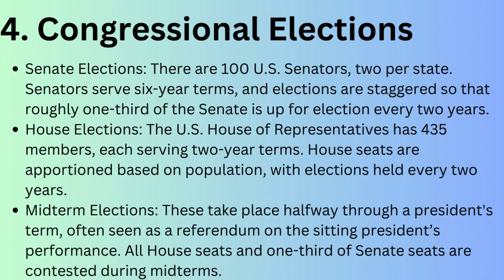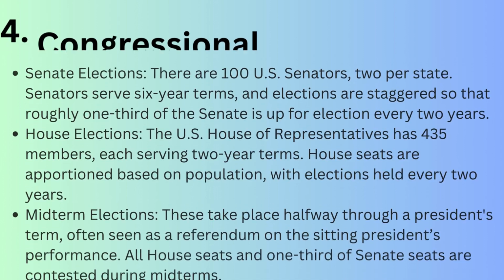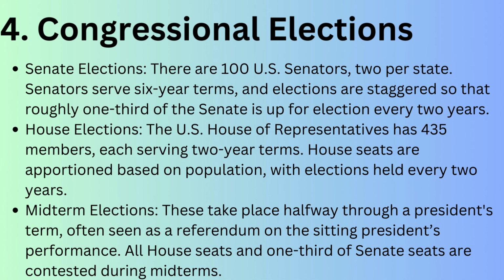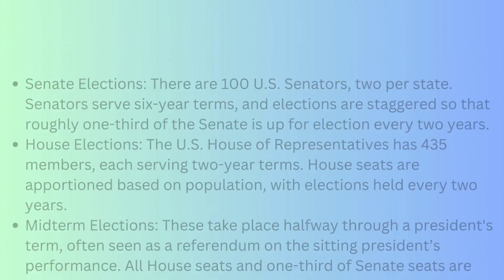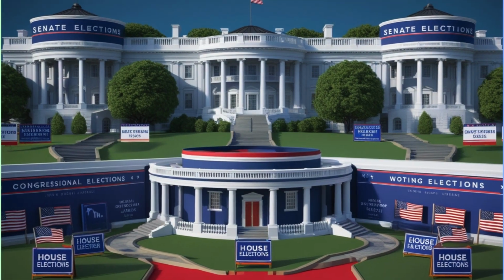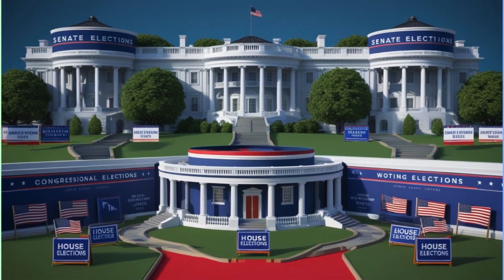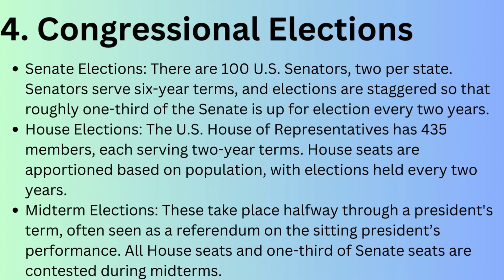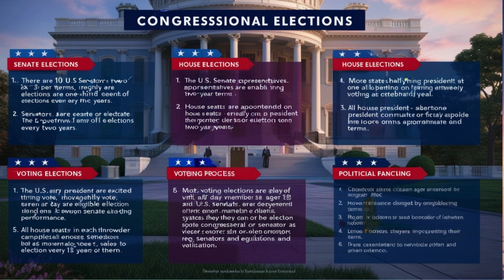Congressional elections. Senate elections. 100 U.S. senators, 2 per state. Senators serve 6-year terms, and elections are staggered so that roughly 1/3 of the Senate is up for election every 2 years. House elections. The House of Representatives has 435 members, each serving 2-year terms. House seats are apportioned based on population, with elections held every 2 years.